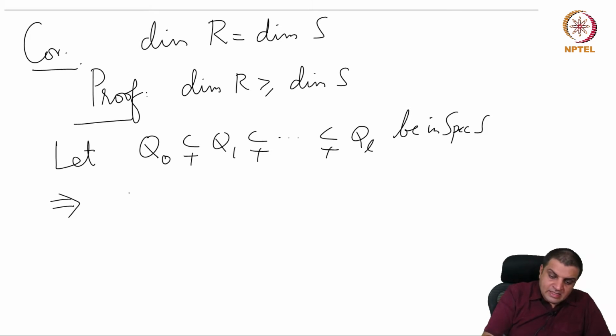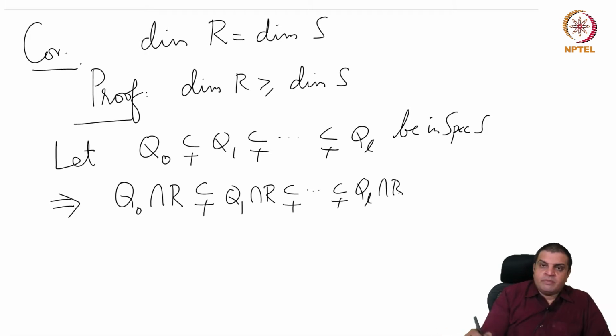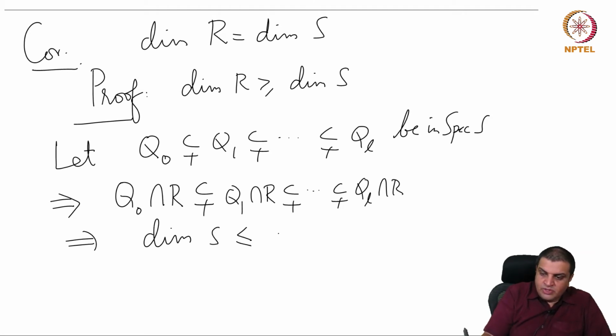This implies that by the incomparability theorem, which is part 2 of the earlier proposition, Q0 contracted to R is distinct from Q1 contracted to R, and so on up to QL contracted to R, which means any chain that we pick in Spec S, there is a chain of at least that length in Spec R. So now this implies that dimension of S is less than or equal to dimension of R. You can pick any chain here, you will get a chain of equal length here.